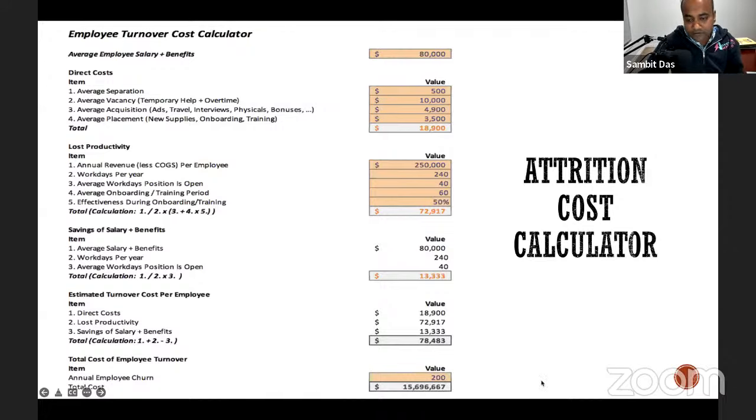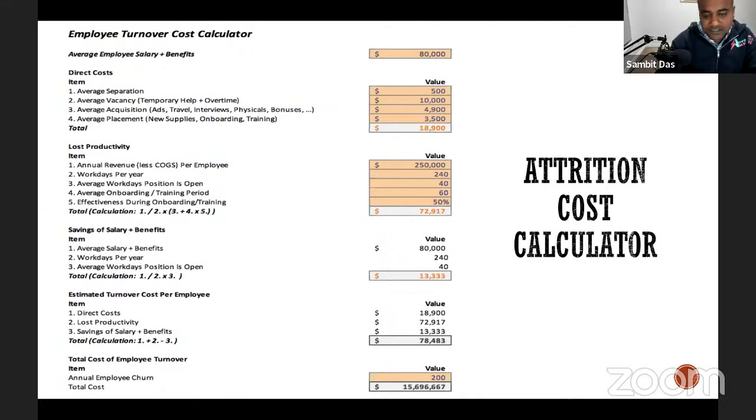And then if you have 200 people leaving in the year, then you have a turnover cost of X amount of dollars for the company, right? So that's basically how I went about calculating the attrition.